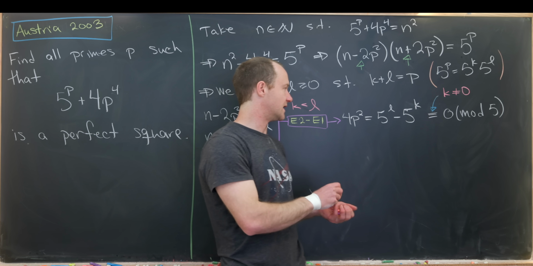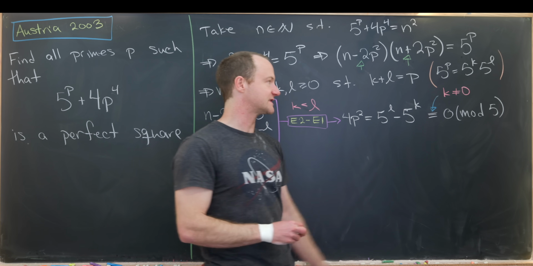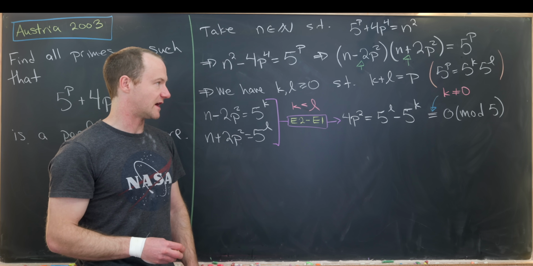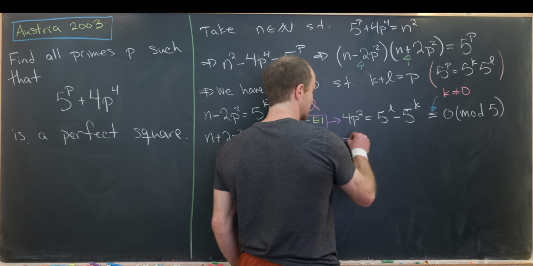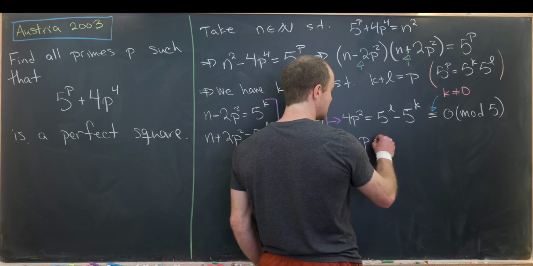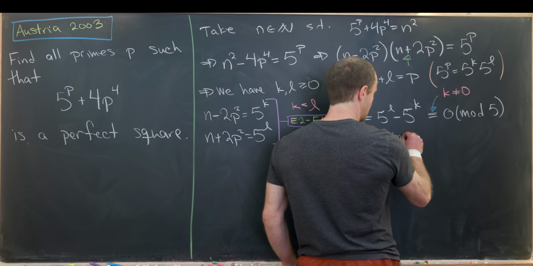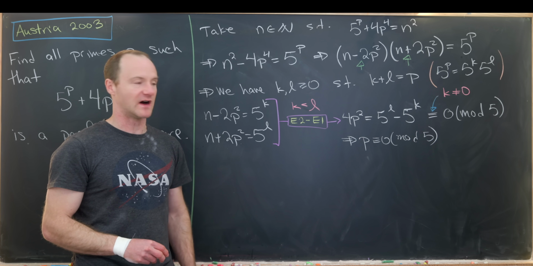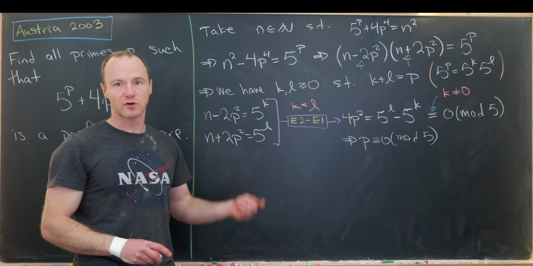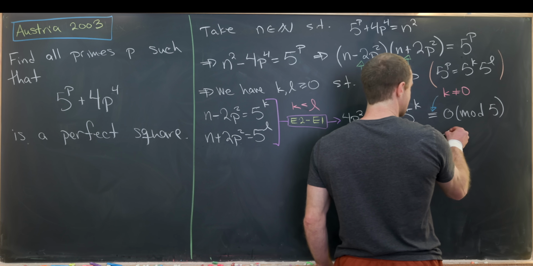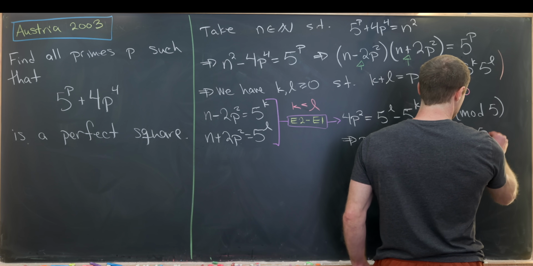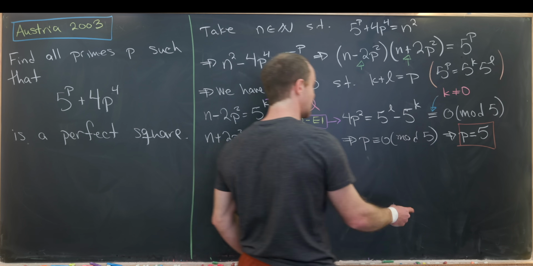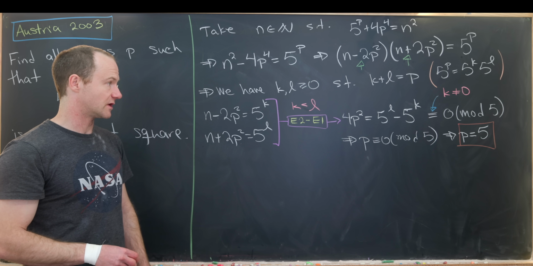And that's because this guy right here is a multiple of 5, and this guy right here is a multiple of 5. We subtract them and we get a multiple of 5. But that leads us to say that p is congruent to 0 mod 5. In other words, p is a multiple of 5. But if p is a prime, which is a multiple of 5, then that means that p must be equal to 5. So that's our only possibility in this case when k is not equal to 0.